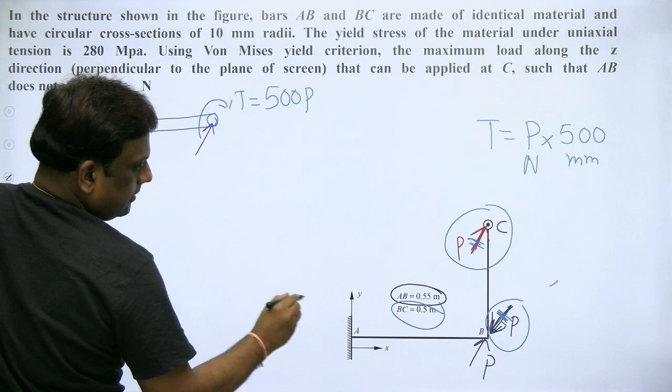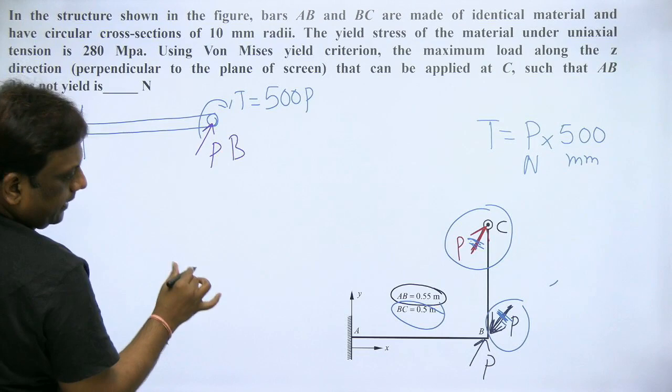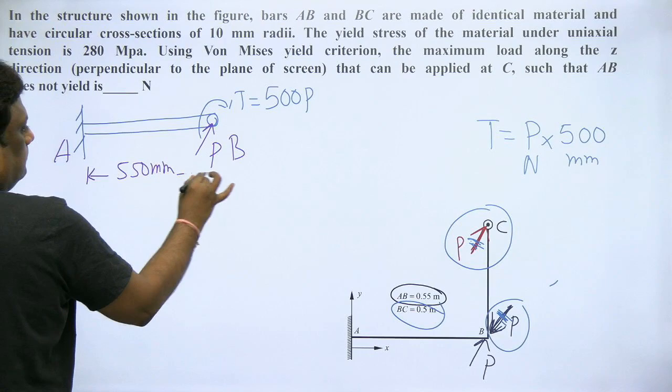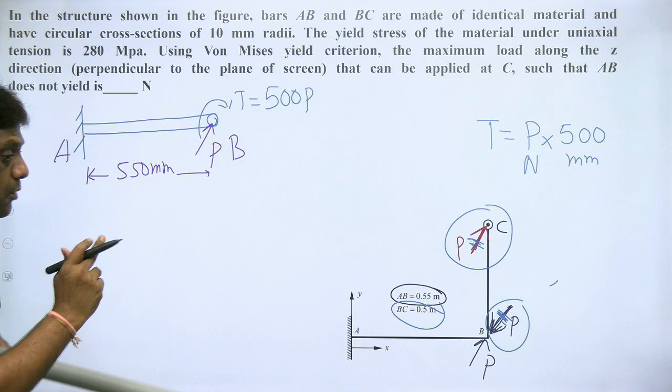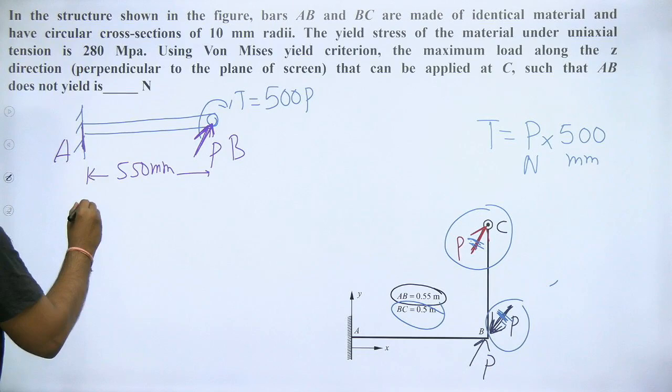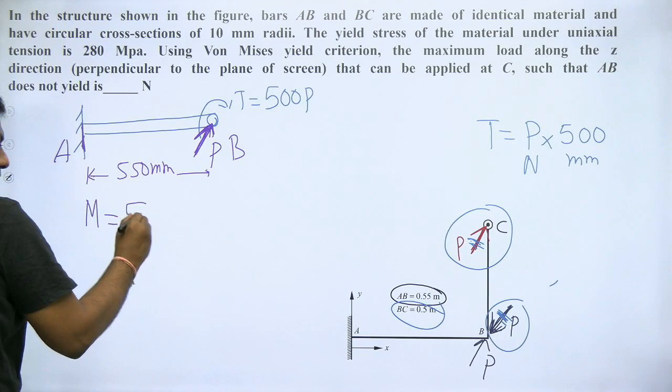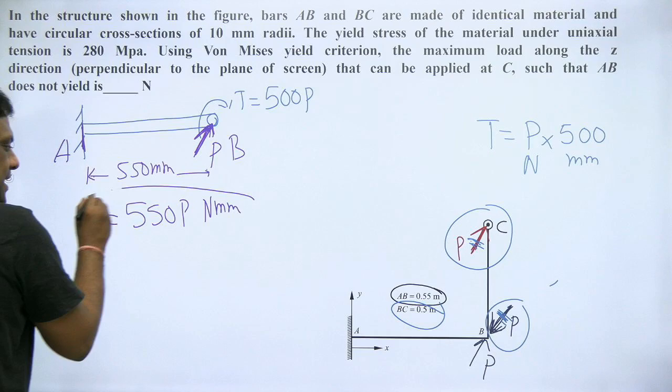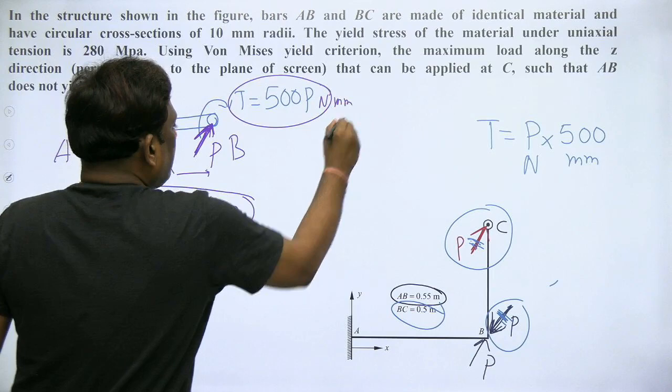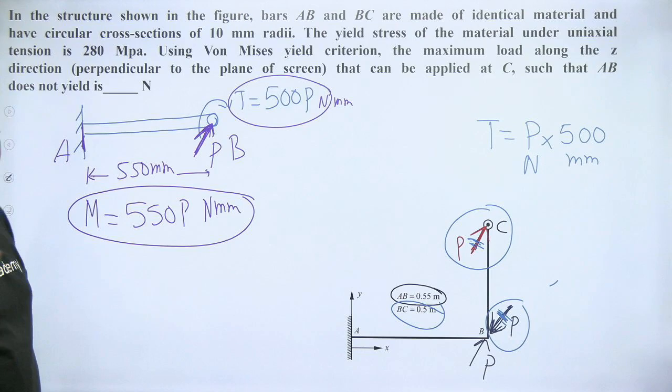How much P? He is talking about AB, and the length of AB is 550 mm. So this results in bending, and where is the bending moment maximum? At the fixed end. So the maximum bending moment is P into 550, that is 550 P Newton mm. This is the magnitude of bending moment, and this is the magnitude of torque. Both are in Newton mm. Because of the bending, there will be direct stresses, that is, bending stresses, which are normal stresses, and due to torque there is a torsional shear stress.